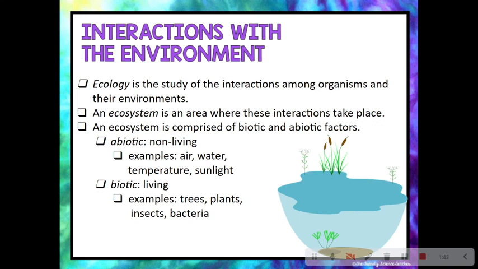Now, ecology is the study of the interactions among organisms and their environments. So, an ecosystem is an area where these interactions take place. An ecosystem is comprised of biotic and abiotic factors. Now, abiotic is considered non-living. Examples of this would be air, water, temperature, and sunlight. Your biotic factors are living, and examples of this would be trees, plants, insects, and bacteria.